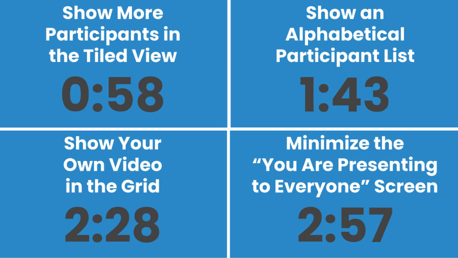But for right now, I at least wanted to provide you with these 4 alternatives: to use that slider bar for a larger view, to use the People tab for the alphabetical list, to click that tiny tile in the right to show yourself in the grid, and to go in and zoom out so that you can still see students when there is that you are presenting to everyone box.